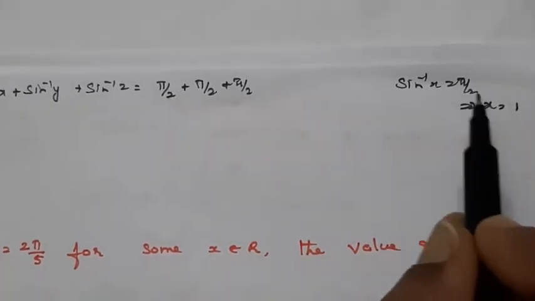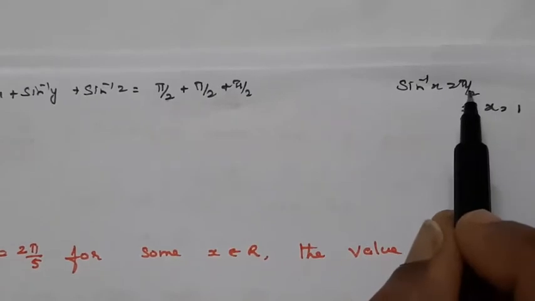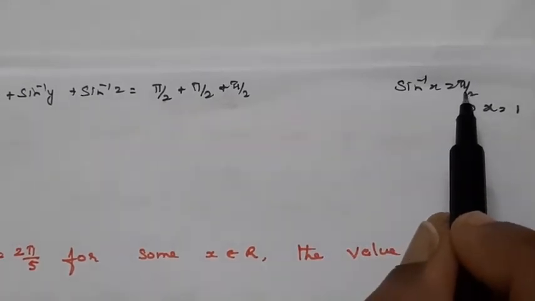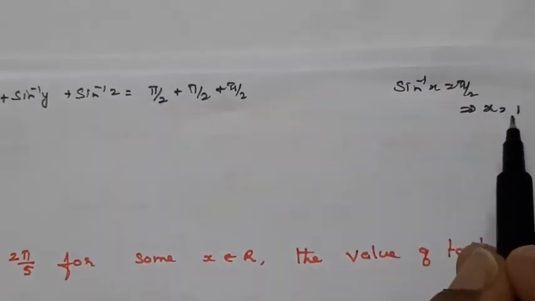So this is the maximum value. What would be the maximum value of sin? It is 1, and it is obtained at pi by 2. At x equal to pi by 2, theta is equal to pi by 2. Therefore, sin inverse of x is equal to pi by 2 means x is equal to 1.